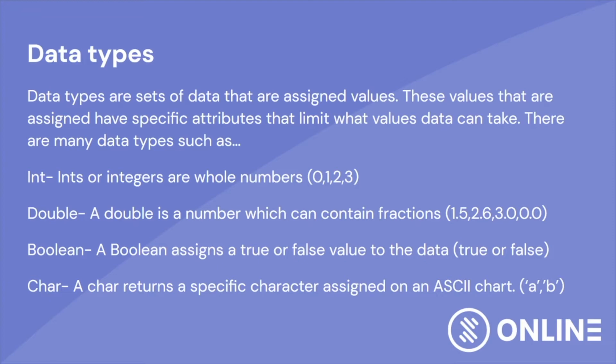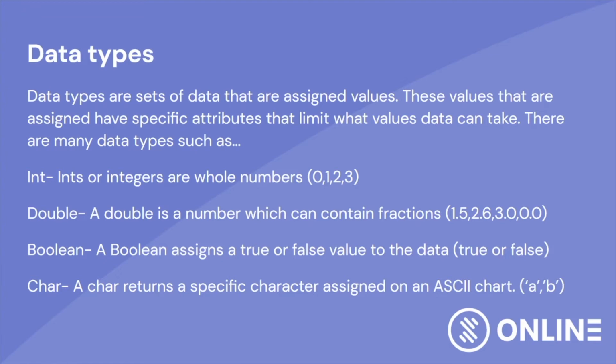Data types are sets of data that are assigned values. These assigned values have specific attributes that limit what values the data can take. There are many data types, but these are the ones that we will go over for right now. There is an int, or integer, which has whole numbers 0, 1, 2, 3. They can also be negative numbers. They're just integers, whole numbers.